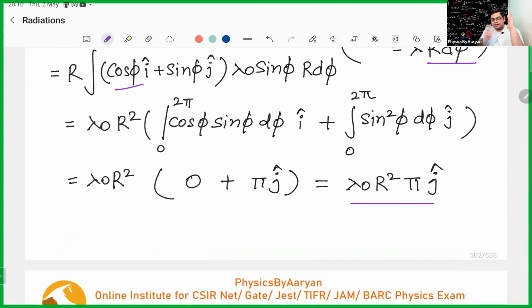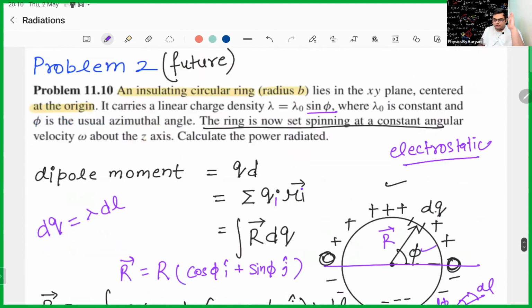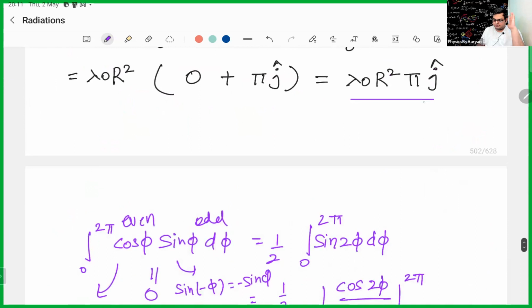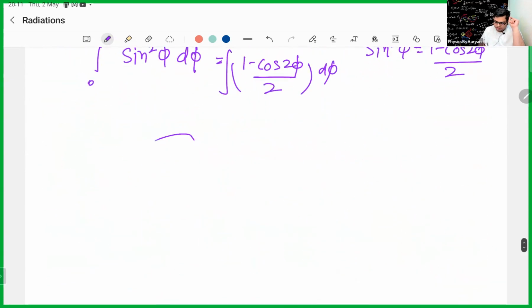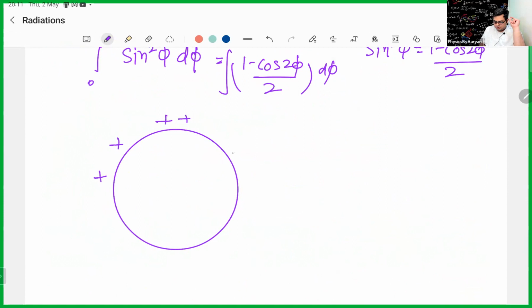I have not yet started rotating the dipole. I am just saying that this ring has a dipole moment given by this. And I will give you the visualization of that. So let's say this was a ring. Upper part is positively charged. Lower part is negatively charged.